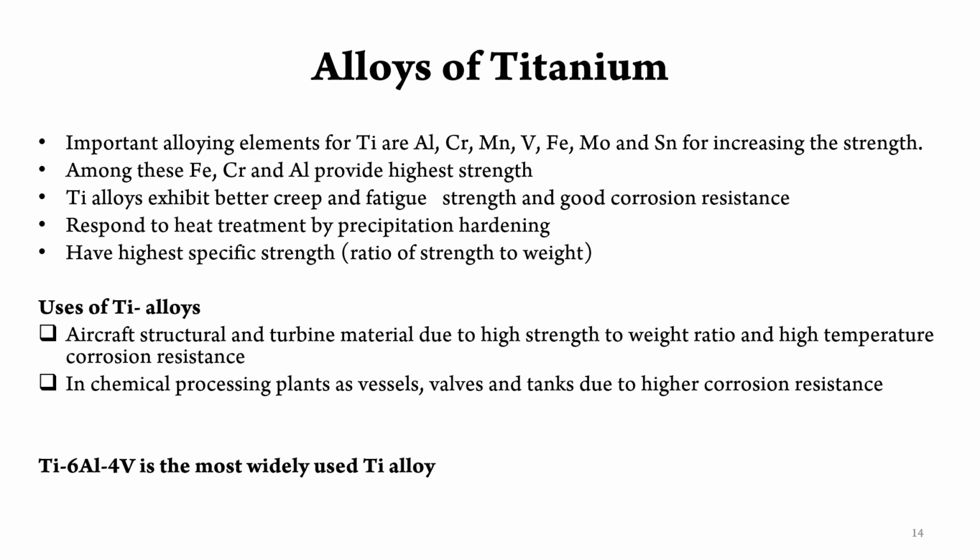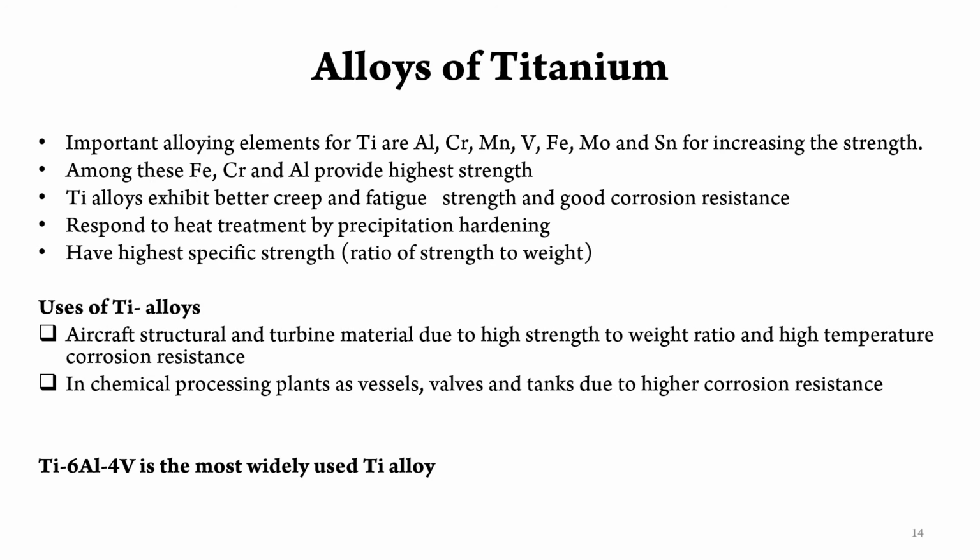So let's look at what the alloys of titanium are. The common alloying elements that are added to titanium are aluminum, chromium, manganese, vanadium, iron, molybdenum and tin for increasing strength. Among these, iron, chromium and aluminum provide the highest strength. Titanium alloys exhibit better creep and fatigue strength and good corrosion resistance. They respond to heat treatment by precipitation hardening. They have the highest specific strength, that is the strength to weight ratio.